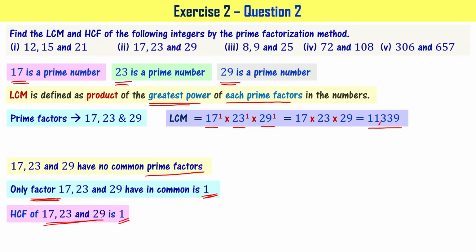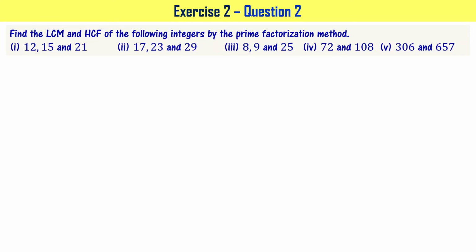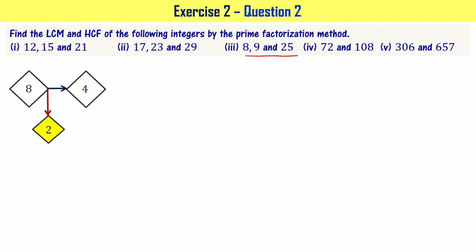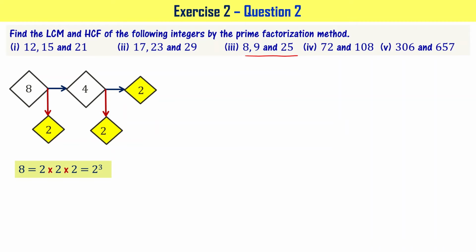Now let's look at the next part of the problem, that is 8, 9, and 25. We want to find the LCM and the HCF. 8 can be written as 2 times 4, and 4 can be written as 2 times 2. So now I can write 8 as 2 cube. What is the prime factor? Just 2.